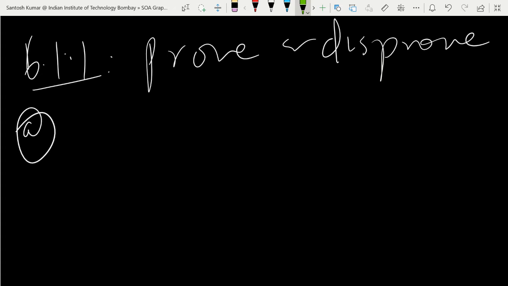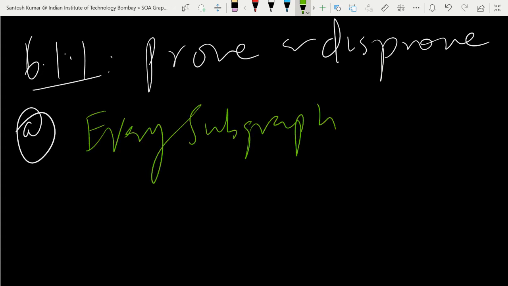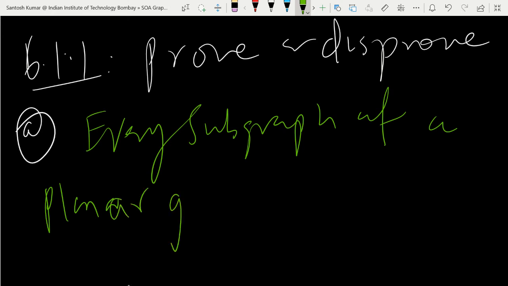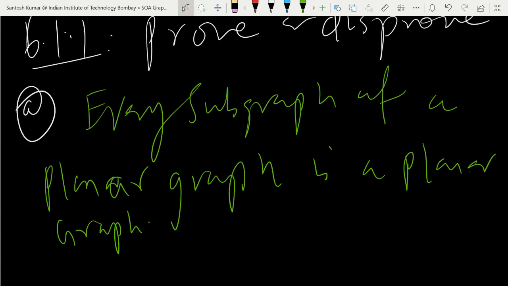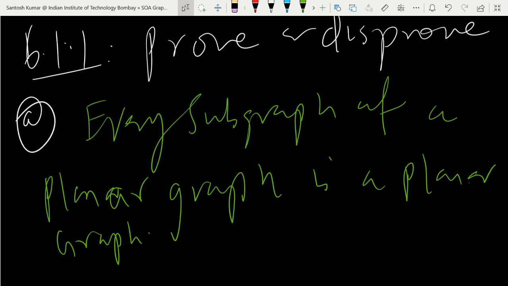Statement A is: every subgraph of a planar graph is a planar graph. So the question is prove or disprove. You first have to decide whether the statement is true or false. Then if it is true, you have to prove it. If it is false, you have to give an example.